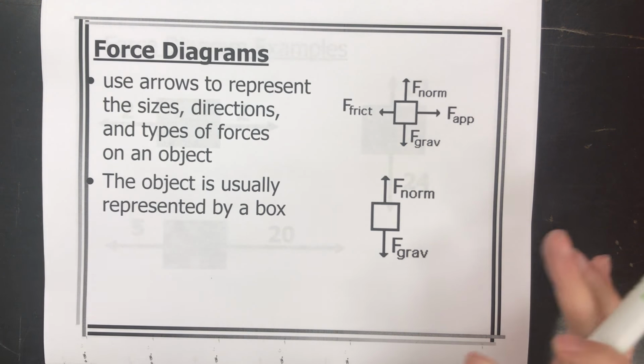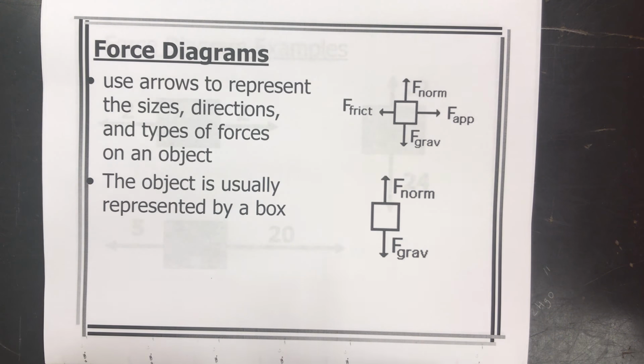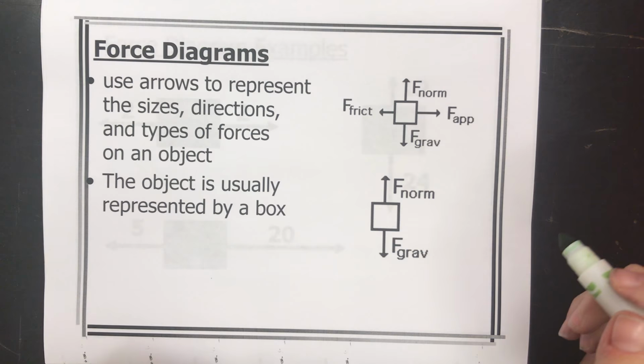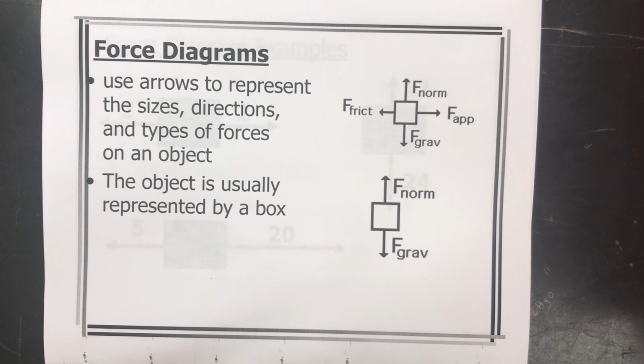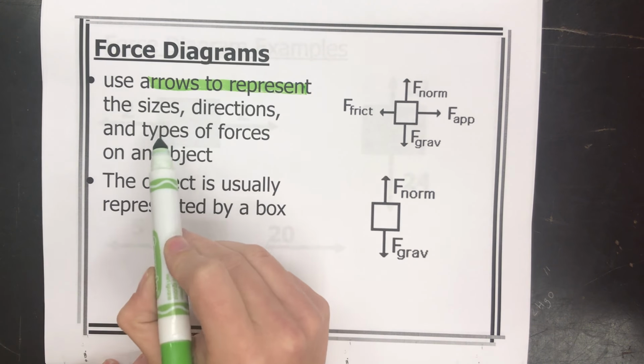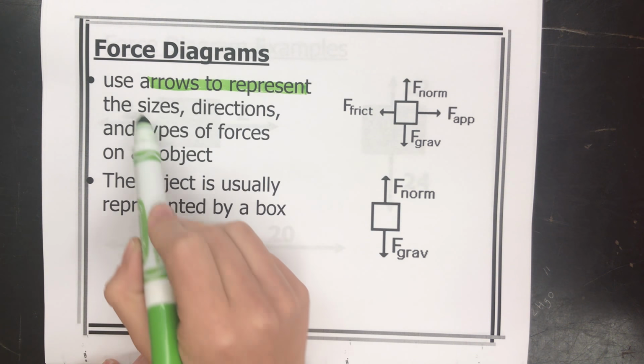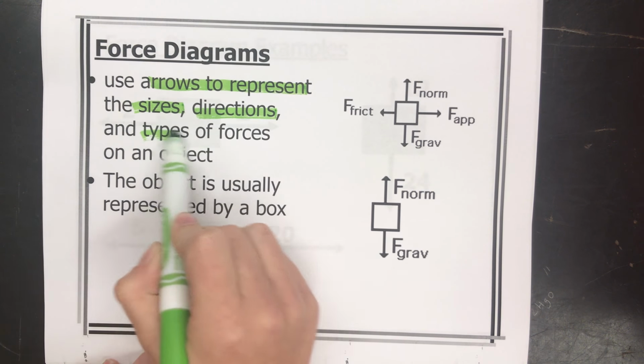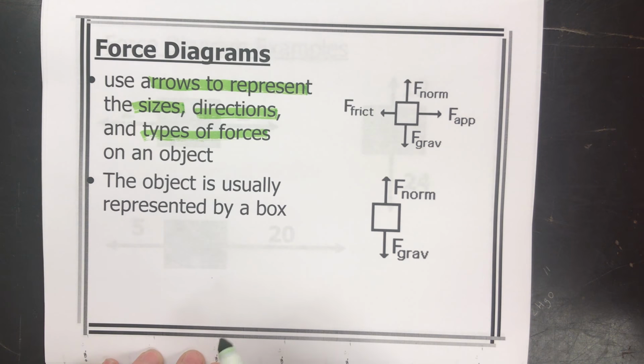So force body diagrams, also known as free body diagrams, this is what we're going to be concentrating on in this video here. You've got to be able to either one, I'm going to give you one and you have to figure out whether it's balanced or not, or two, you're going to have to be able to draw your own. Okay, so force diagrams, you use arrows to represent the different types of forces. The size, direction, and type of force has to be given in the force body diagram.